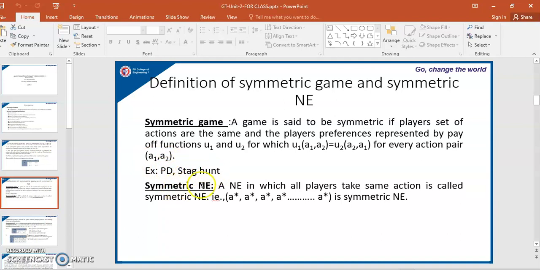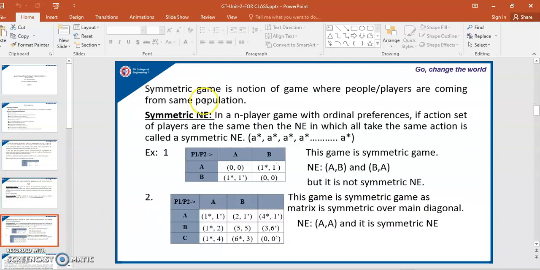A symmetric Nash equilibrium is nothing but a Nash equilibrium in which all the players take the same action. So, it is of the form A star, A star, for every player, which is a symmetric Nash equilibrium. A symmetric game is a notion of a game where the people are coming from the same population. So, we will see some examples where the game is symmetric and the Nash equilibria may or may not be symmetric. So, consider example 1.